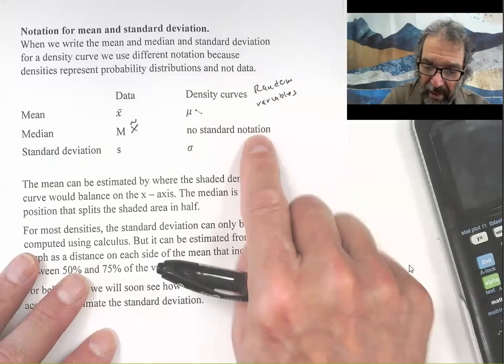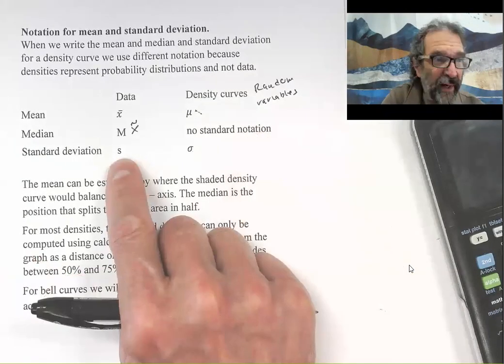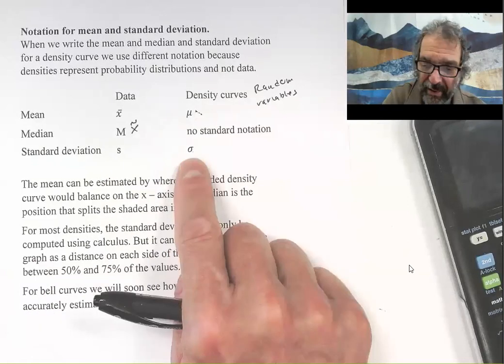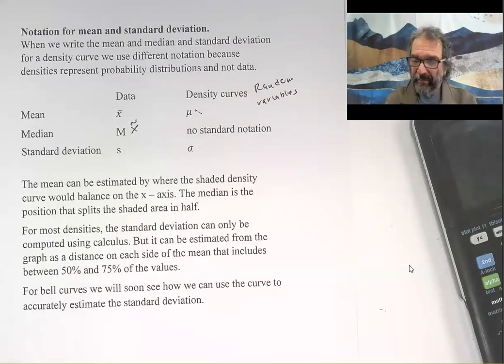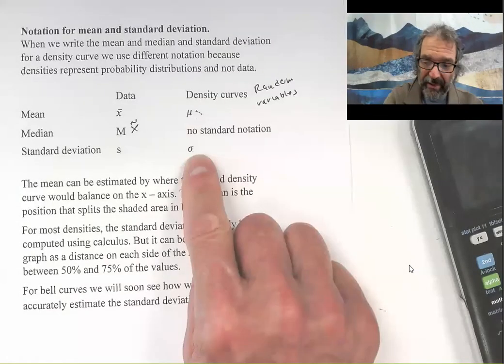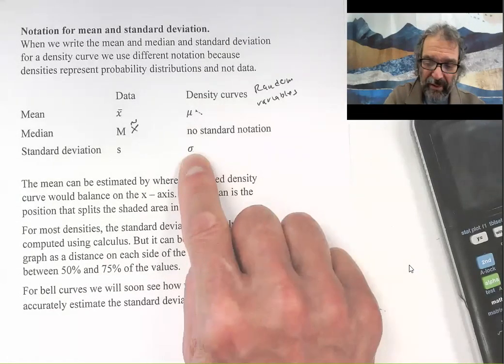And in the standard deviation settings, for data, we write s. And for density curves or random variables, we write sigma. So we have to be careful when we say standard deviation that if we're looking at a density curve, we're going to compute the standard deviation in a way that we can't describe here. If we have data, we can compute the standard deviation because we have a formula. So there's a way to use the curve to get the standard deviation and the mean, which we're not doing, but there's some things you can do without using calculus.